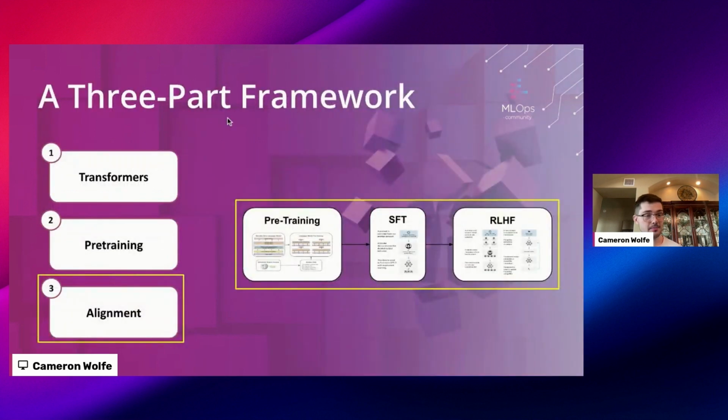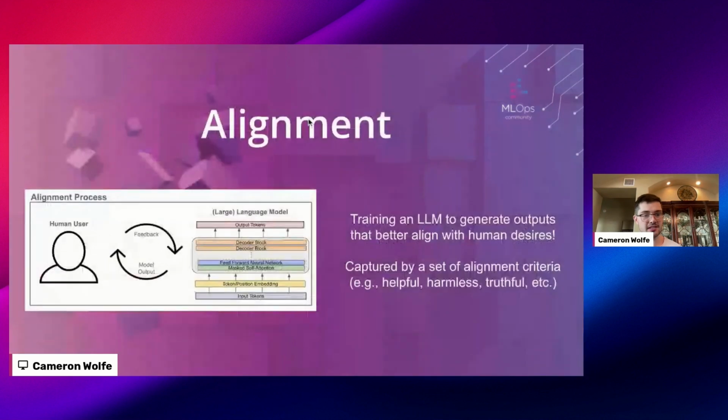So the last step in understanding something like ChatGPT is the alignment process. During alignment, we train the LLM to produce text that aligns with the desires of a human user. There are a lot of ways to talk about what it means to align an output with a human user, but in the AI community, typically we define a set of alignment criteria, like helpful, harmless, truthful, and so forth. And then we let humans decide how they create outputs that align to those criteria.